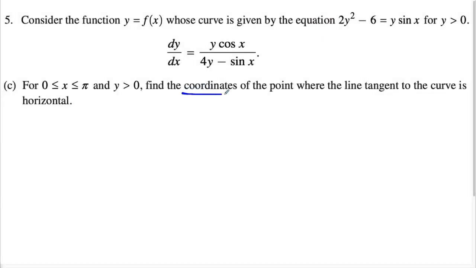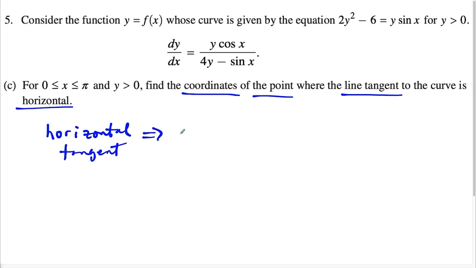For part C, we're trying to find the coordinates of the point where the line tangent to the curve is horizontal. Now, the fact that we have a horizontal tangent means the slope of the tangent line is going to be 0. And since our derivative is in the form of a fraction, we're going to set the numerator equal to 0. If we set the denominator equal to 0, that's going to tell us where the slope is vertical. So a horizontal tangent implies that dy/dx is equal to 0. And this implies then that the numerator y cosine of x is equal to 0.